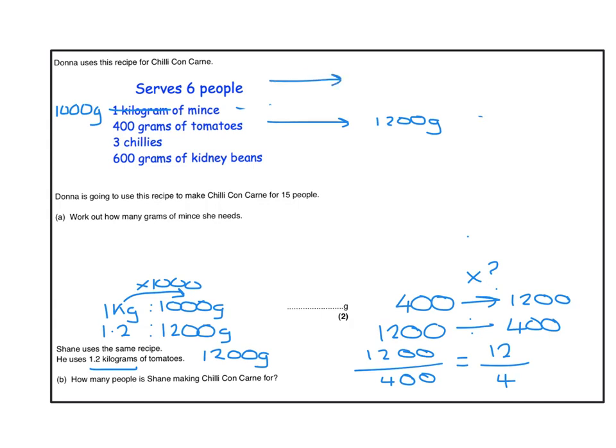So that's what I've got to do for every single ingredient and every single serving. So 6 times 3 is 18 people. The question actually just says, how many people is Shane making chili con carne for? So my answer is 18. I don't even need to figure out the rest of the ingredients.